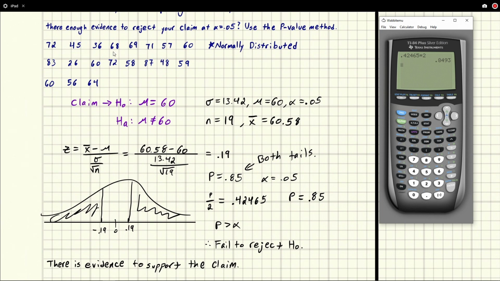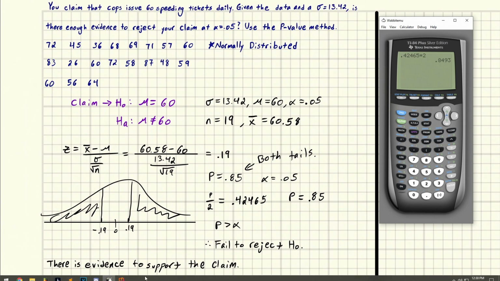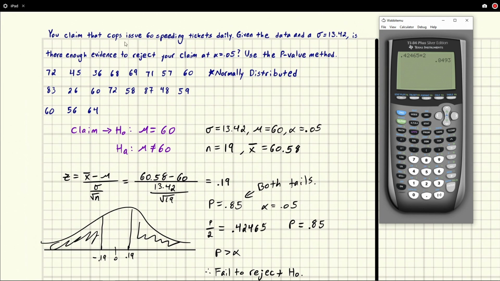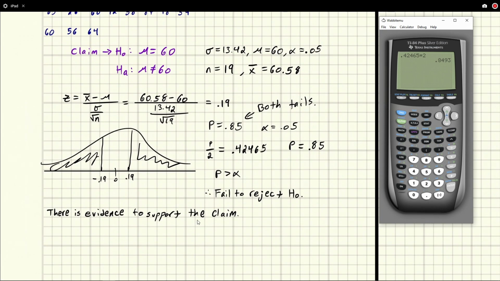But based on our study of police officers here, we have evidence to support the claim that about 60 is the average that a police officer hands out daily. It's somewhere in that neighborhood. And you would tack that on here. So you would say there is evidence to support the claim that the average amount of speeding tickets given out daily, you see, cops issue 60 speeding tickets daily. That's what you would tack on at the end here to tie it back to the problem. And that is how you do a question like this.